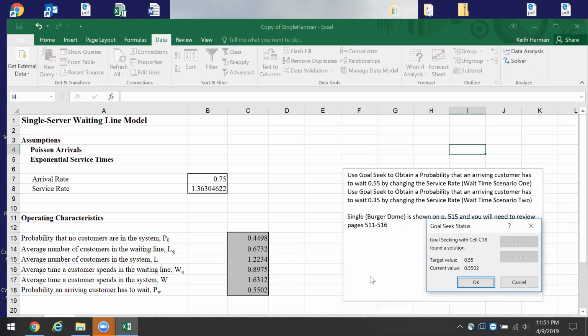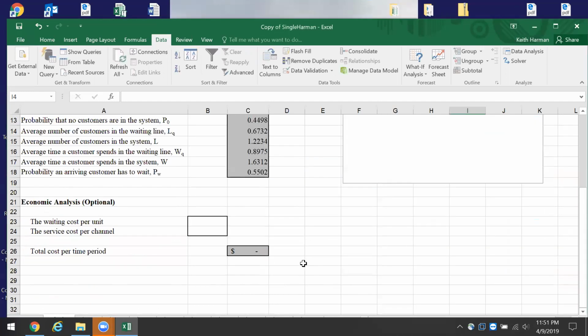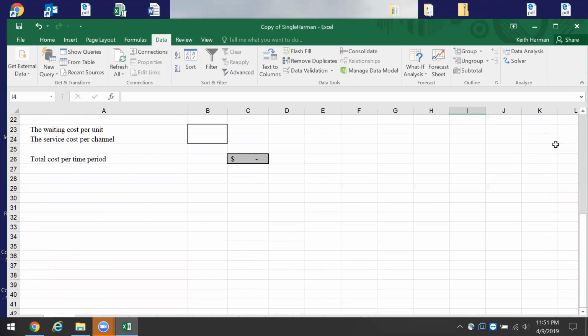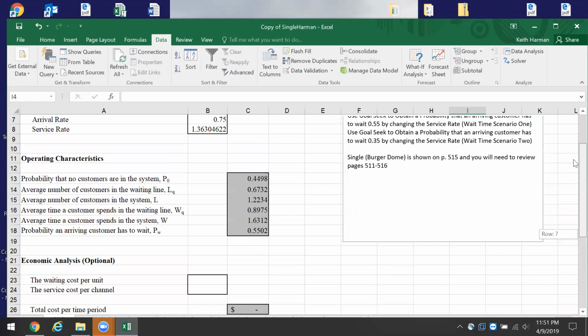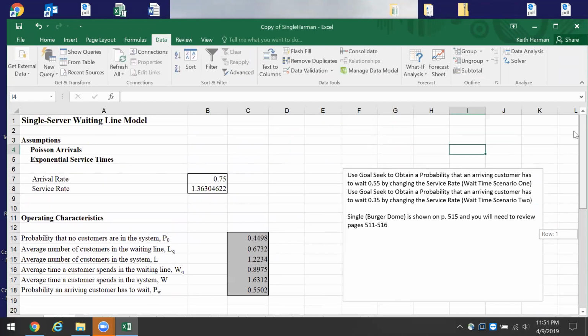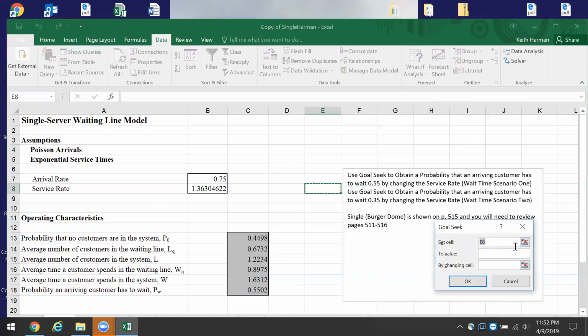And then what we could do is just go ahead and add another tab and say okay. So we've got our scenario number 1. And scenario number 2 is we want to obtain the probability that the customer has to wait 0.35 by changing the service rate. Again, it makes sense. We're going to do the goal seek, and we're going to set the cell to 0.35.